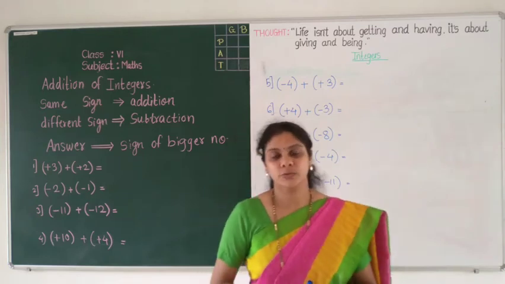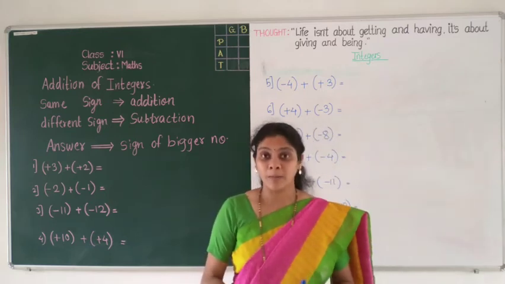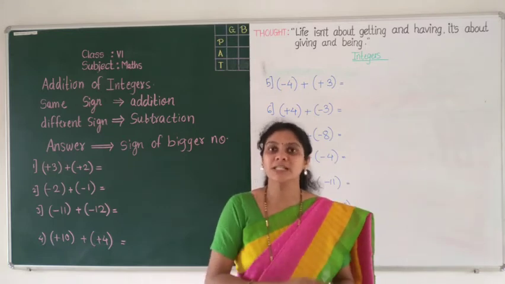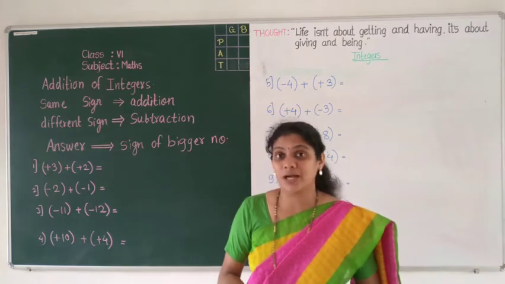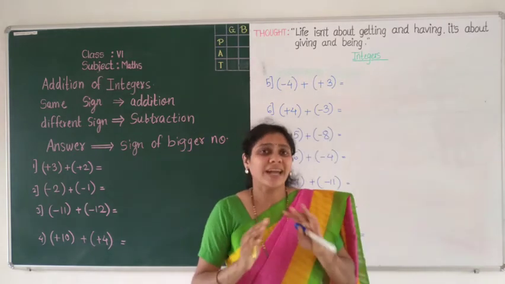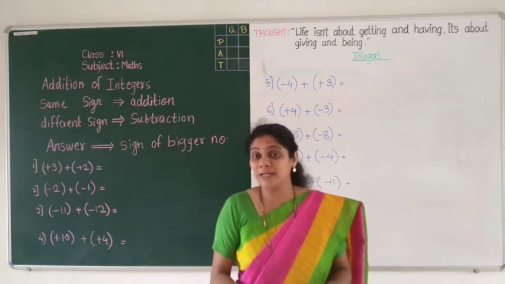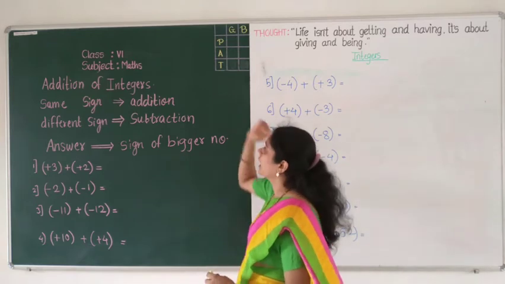Hello 6th standard students. Already in the last session we have studied about integers, that integers are of two types, positive integers and negative integers. Now in this session we are going to study about the addition of integers. It is very easy. There is one rule that we have to remember while solving a problem. And which one is it? Let's start.